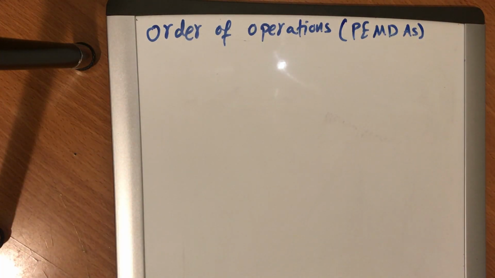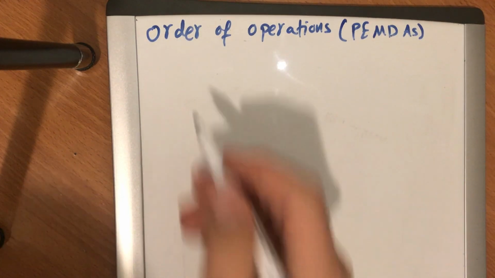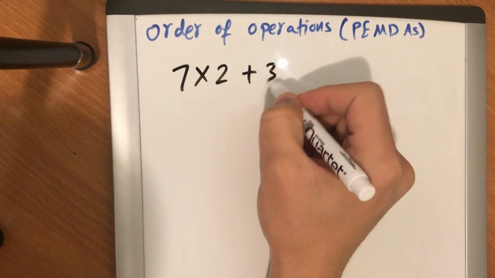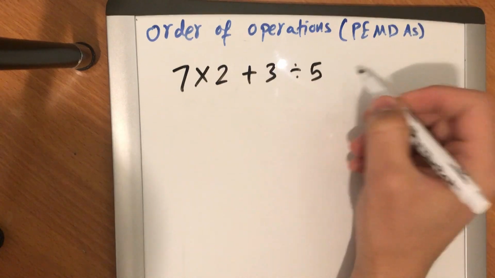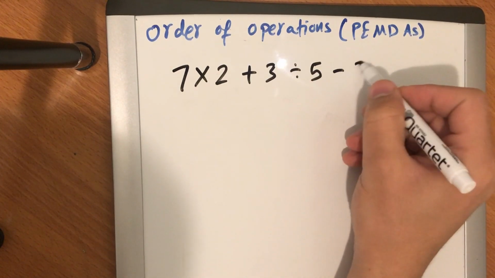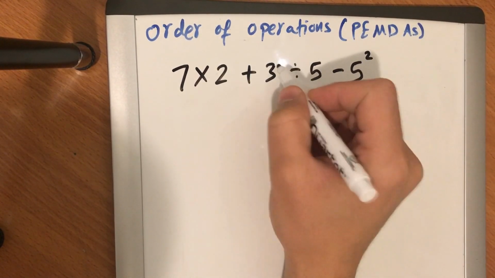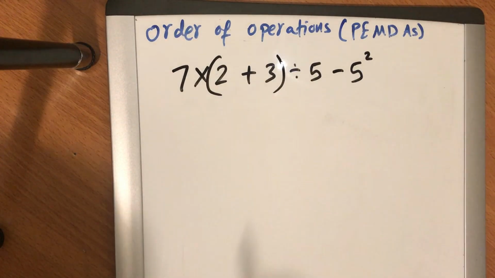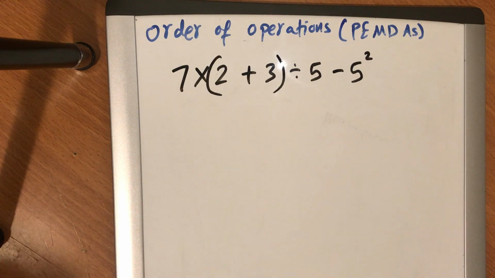Okay, welcome back. This is a video in regards to PEMDAS, or as we know, the Order of Operations. Real quick, how is this useful? Well, if I have something like 7 times 2 plus 3 divided by 5, I don't know, minus 5 to the second power, and even if I put these in parentheses, well, there's an order at which you can perform the process of getting an answer here.